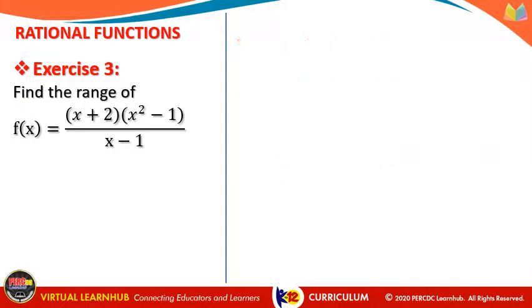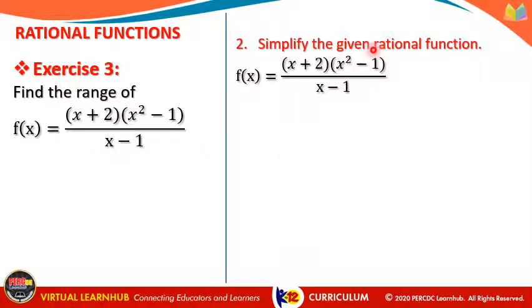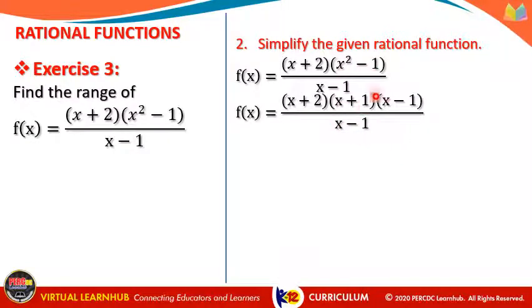Now, let us simplify this one. Kung pwede, let's simplify. Pag hindi pwede, o di as is na siya. Pero, based on this one, pwede. Hindi ba? Pwede natin i-factor out yung x squared minus 1. Ito ay magiging x plus 1 times x minus 1. Makakancel out yung x minus 1 sa numerator at sa denominator. Ang maiiwan lamang ay x plus 2 times x plus 1.